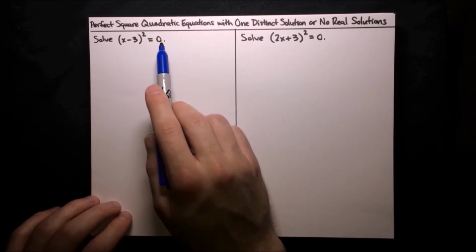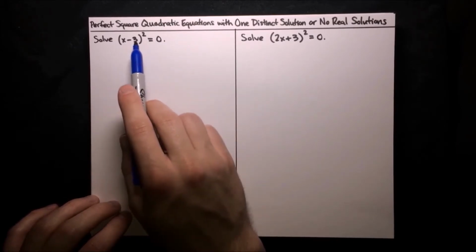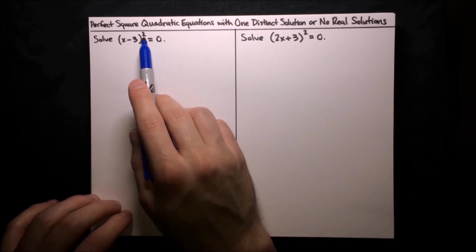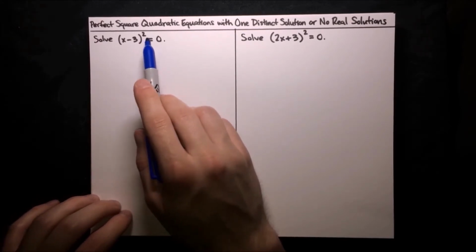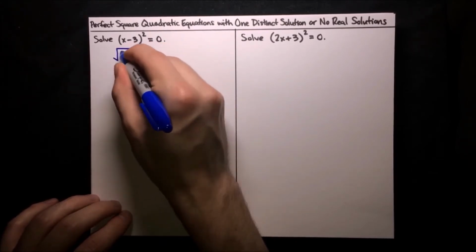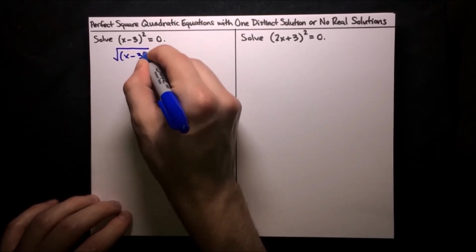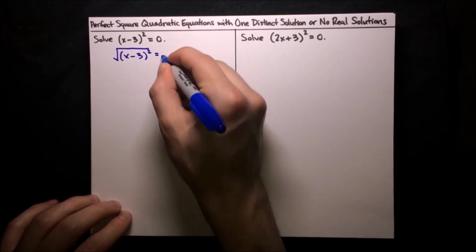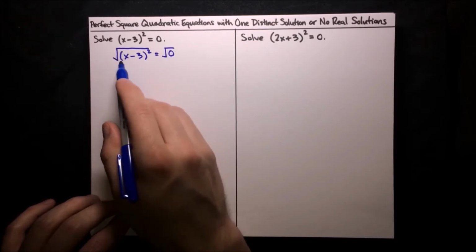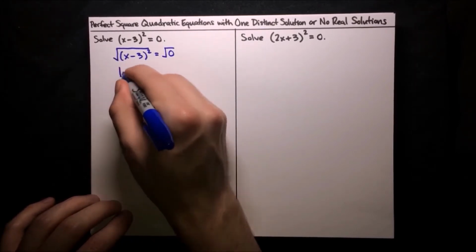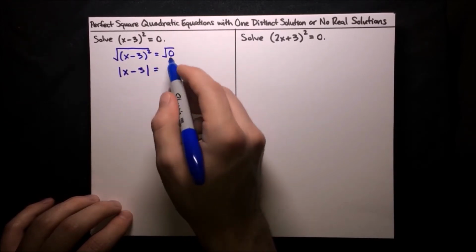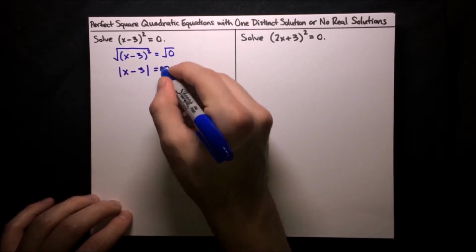So the first thing that jumps out at us is this x minus 3 that is squared, and we want to get x alone, so we want to cancel out that squared. What cancels a squared? Well, a square root. So let's apply a square root to both sides. We get the square root of x minus 3 squared is equal to the square root of 0. And if we simplify this, well, the square root of a square is just absolute value. So the absolute value of x minus 3 is equal to the square root of 0, which is just 0.